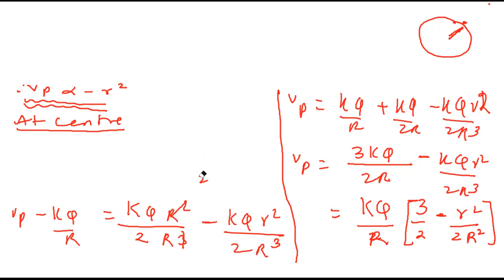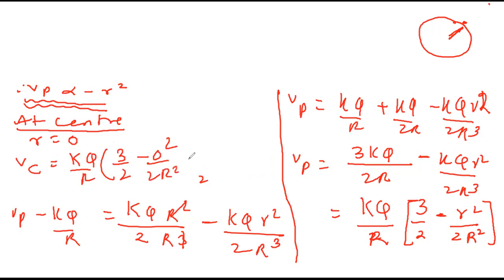Done, sir. So indirectly we can say V at any point inside is proportional to minus small r square. Now at center r is 0. So V at center will be KQ by R times 3 by 2 minus 0 square upon 2R square.